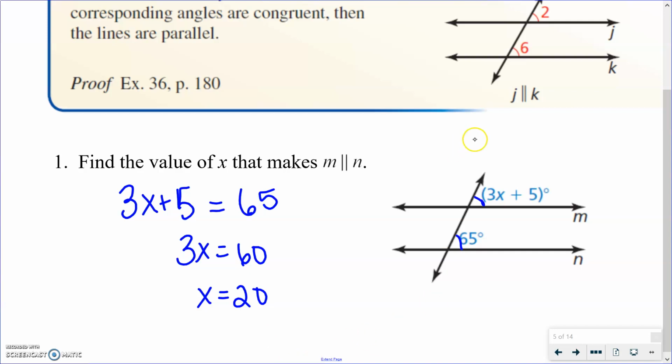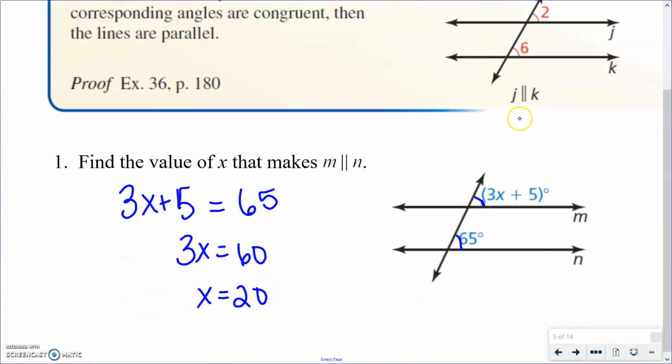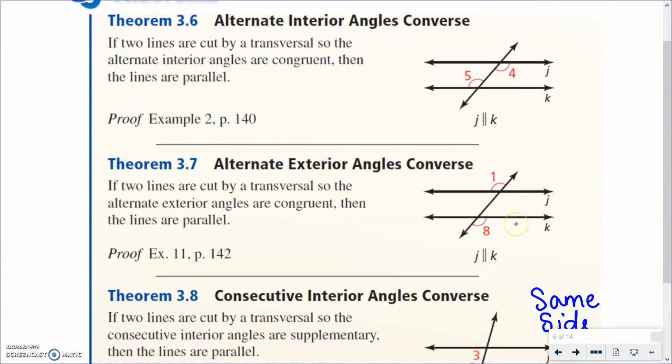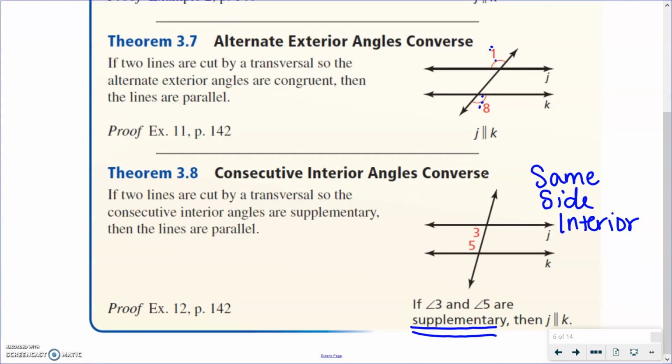Okay? And I'm not hugely worried about the word converse here. I just want you to know that they're corresponding angles based on their location. And like I said, this also goes for alternate interior and alternate exterior angles. So if angles 4 and 5 in this picture are congruent, then J and K are parallel. If angles 1 and 8, these alternate exterior angles, are congruent, then J and K are parallel.